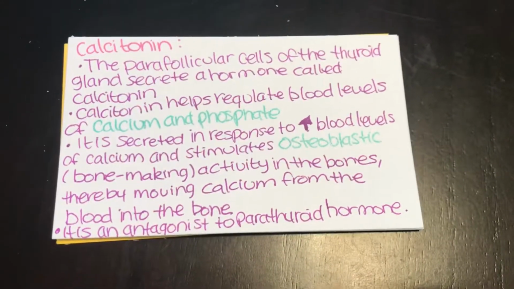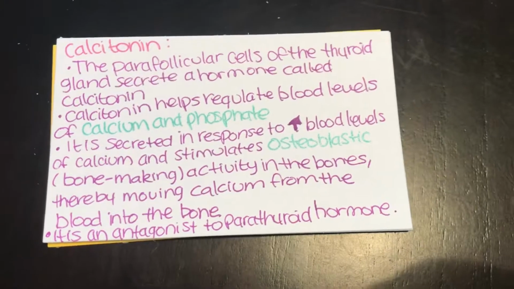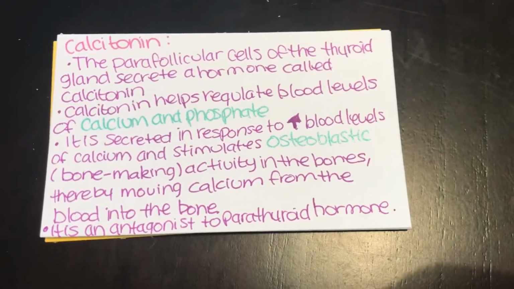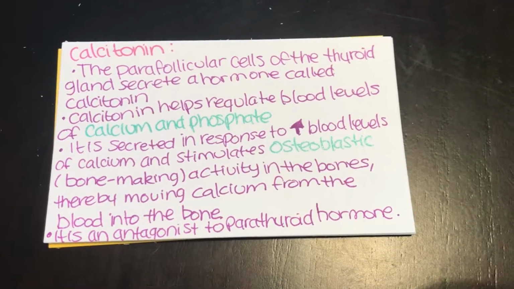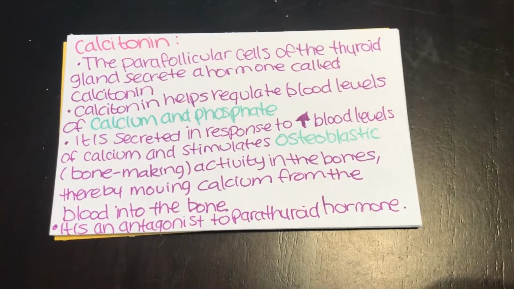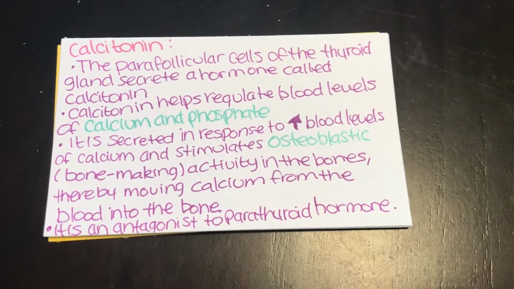So let's continue on. We are still on the thyroid gland. So the thyroid also secretes calcitonin. So the parafollicular cells of the thyroid gland secrete a hormone called calcitonin. Calcitonin helps regulate blood levels of calcium and phosphate.